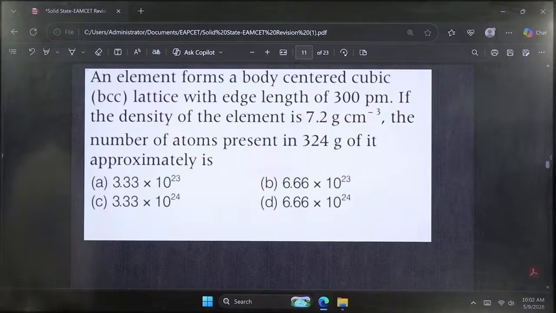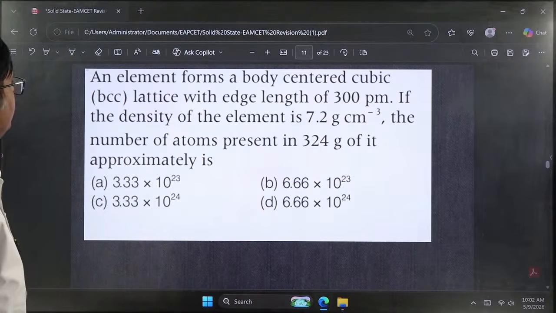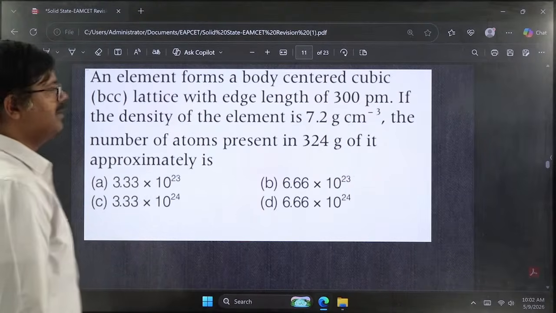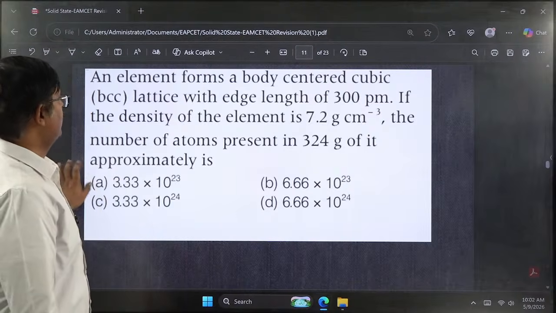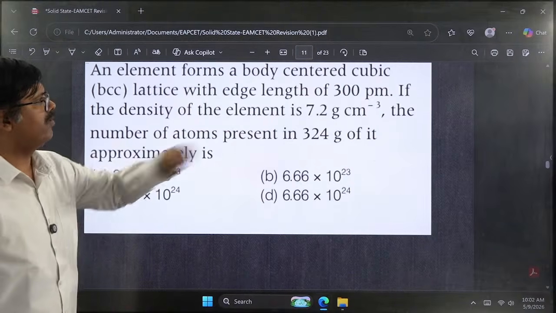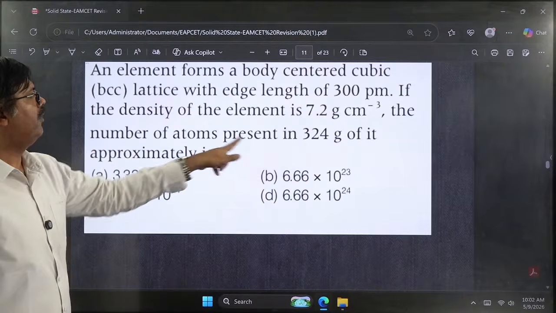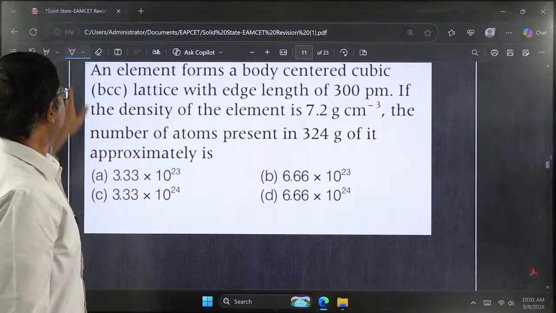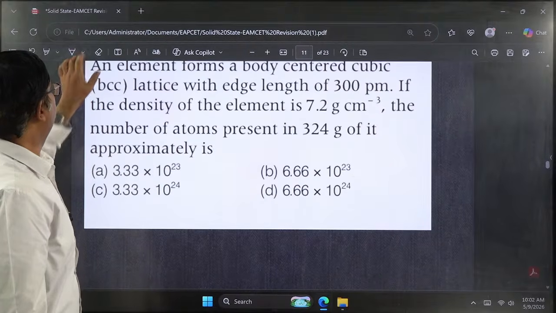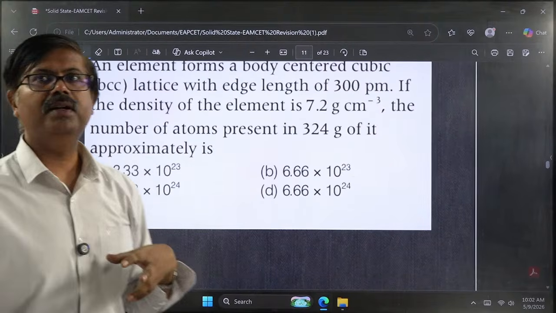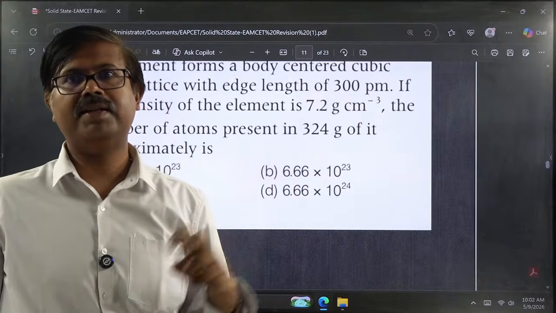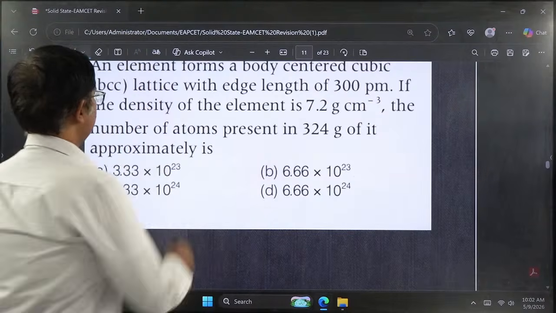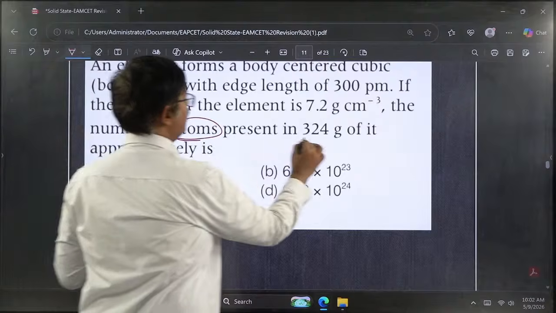An element forms a body-centered cubic lattice with edge length 300. The density of the element is 7.2. Number of atoms present in this. Okay, see, first of all, we'll get the idea. First, we'll think about how to calculate what is being asked. What is asked? Number of atoms present in this mass.